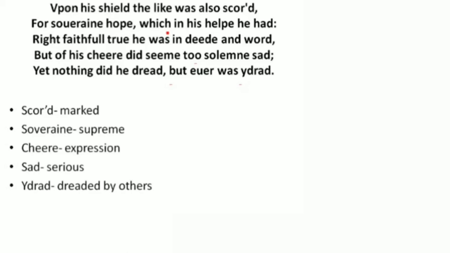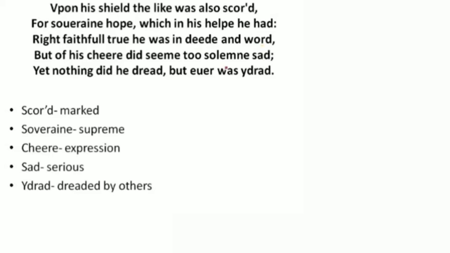Right faithful true he was in his deed and word. So this is about the character of the knight, that he was very faithful, he was very sincere and loyal in the matters of whatever he said and whatever he did. Deed is his action, whatever he did, and word is his speech. So whatever he said or whatever he did, he was sincere, he was loyal, he was faithful in that.